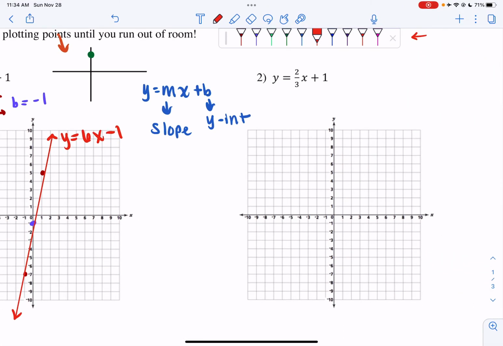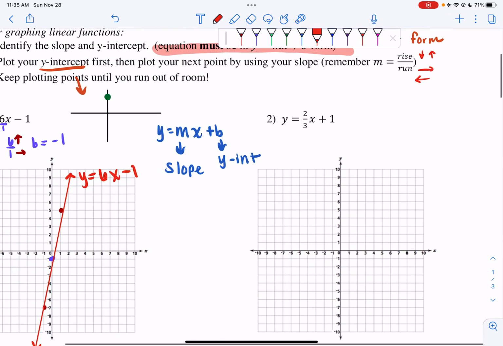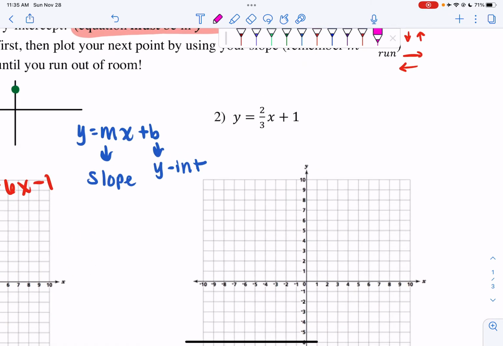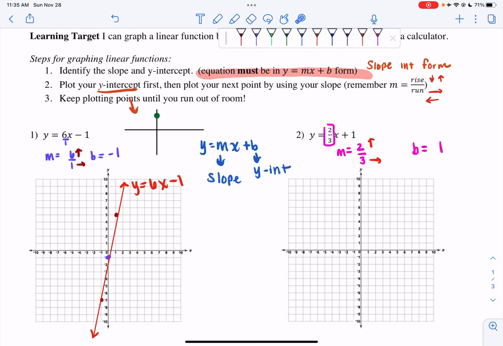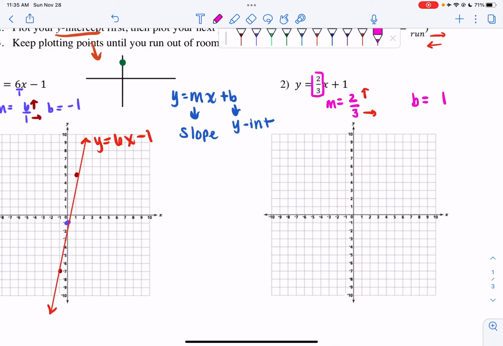Now, number 2, y equals 2/3 x plus 1. If we look, we can identify our slope. Our slope is 2/3 because that's the number attached to our x. So I'm going to rise 2 and run 3 to the right. My y-intercept is a positive 1 because it's a positive sign. Now I go to my y-axis and I plot a point at 1.